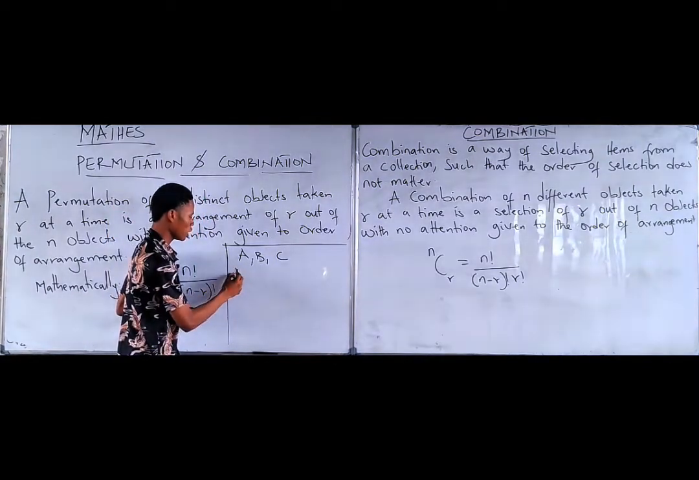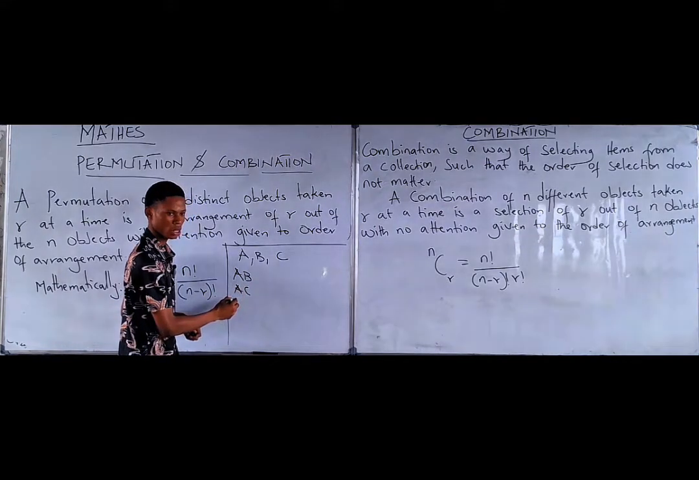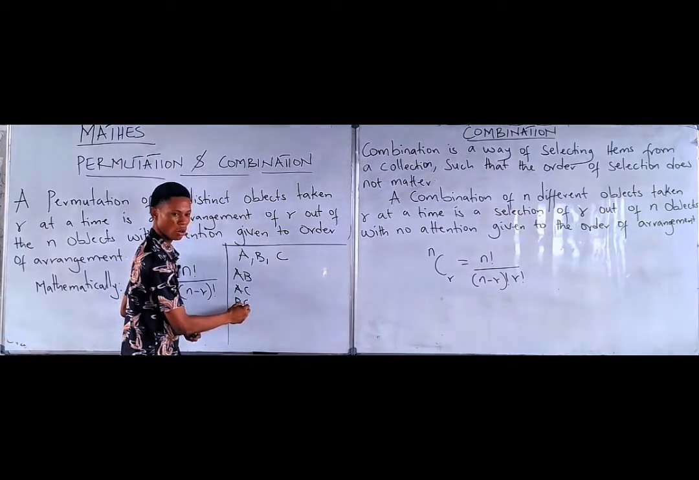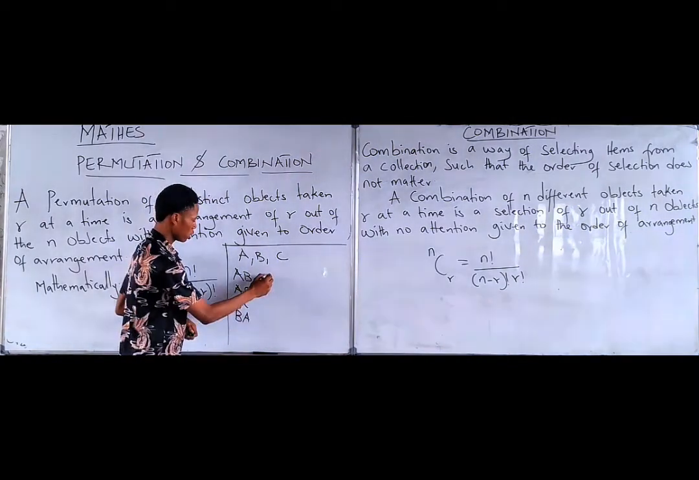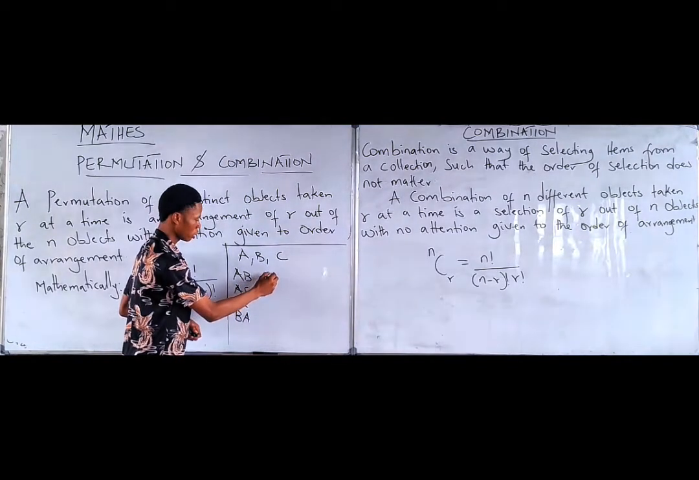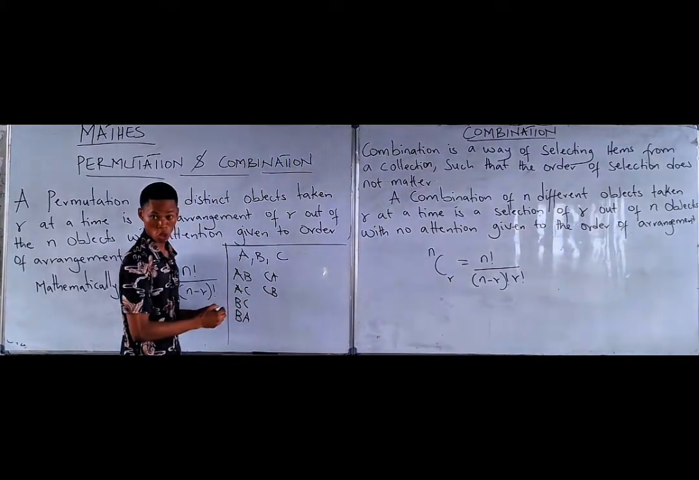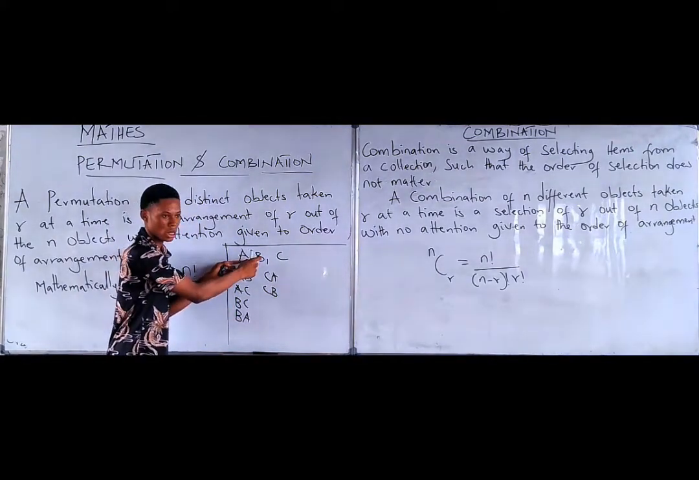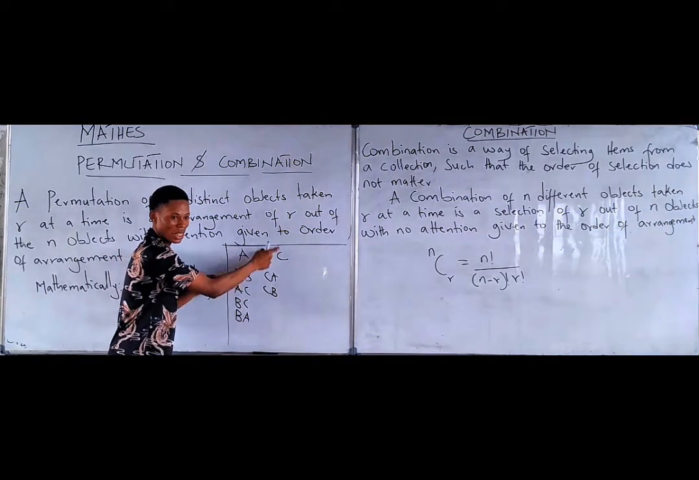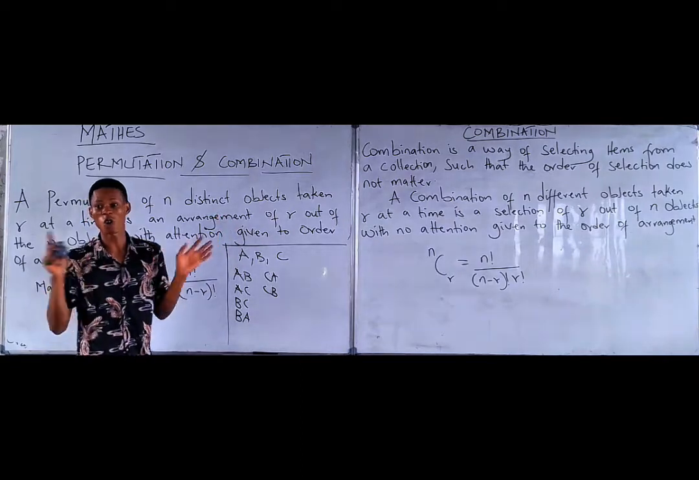I can take AB, right? I can take AC. What other way? BC. What other way? BA. What other way? CA. What other way? CB. That's all right. Now, if you are arranging this from a given set, is this permutation or combination?